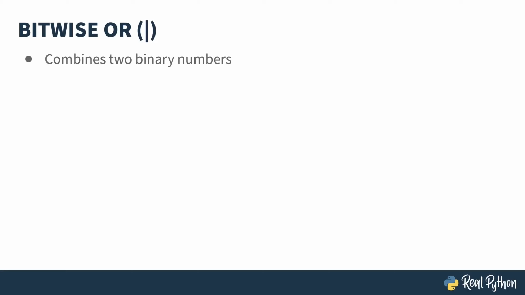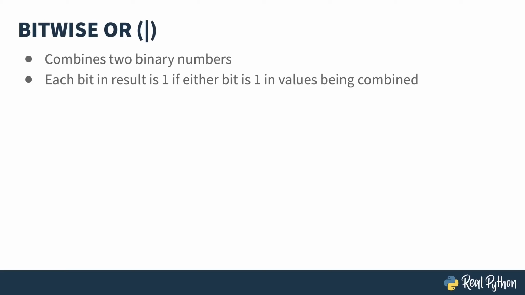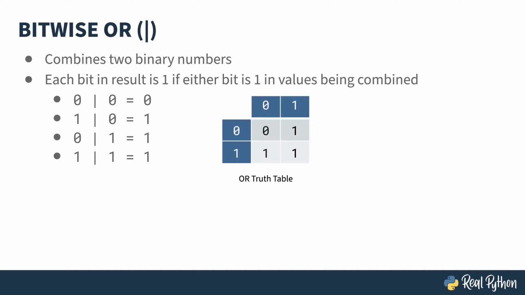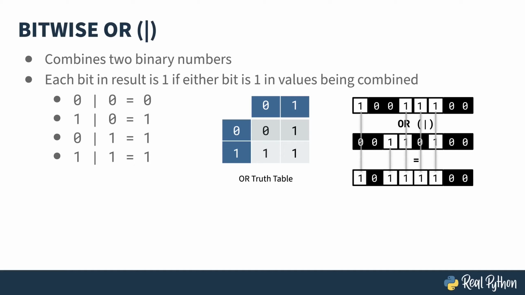Bitwise OR, noted as a single pipe symbol in most programming languages, combines two binary values. Each bit is compared, and if either of them is on, the resulting value has the corresponding bit on. 0 or 0 is 0, 1 or 0 is 1, 0 or 1 is 1, and 1 or 1 is also 1. Here's the corresponding truth table. And using the same numbers from before, anywhere there is a 1 in either number results in a 1 in the outcome.